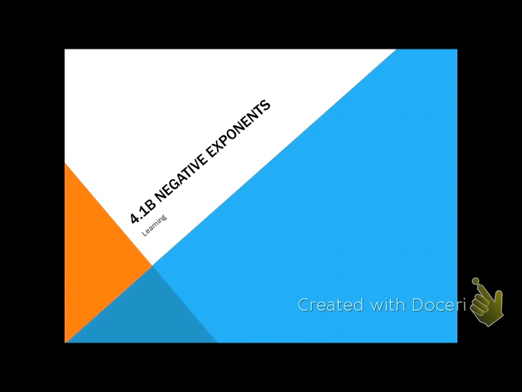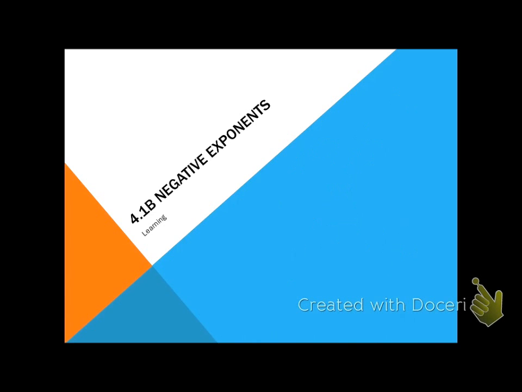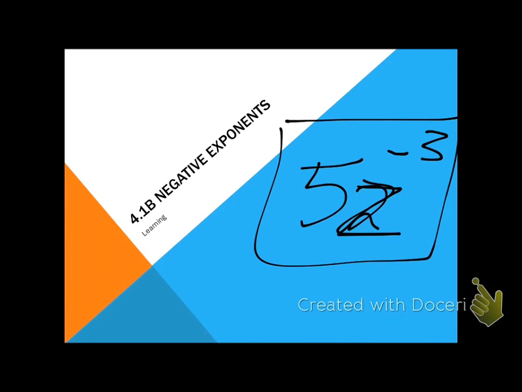Now we are finally to our 4.1b negative exponents. Let's begin with a few key reminders. Just because the exponent is negative does not mean the number or base is negative, okay? And an answer should never have a negative exponent in it. Alright guys, if you box that and say that's my answer, that's wrong.